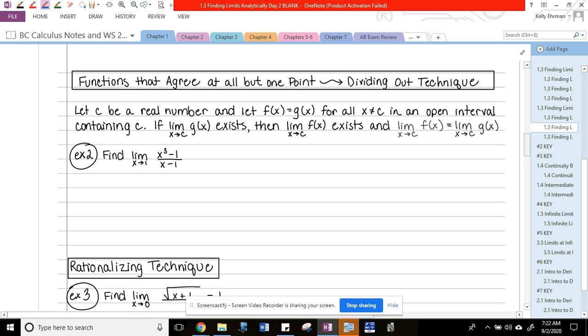Functions that agree at all but one point. So there's basically a dividing out, or what we just did. You can simplify a rational function. If that helps you, then use direct substitution.